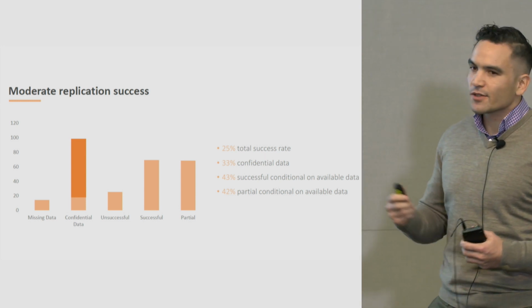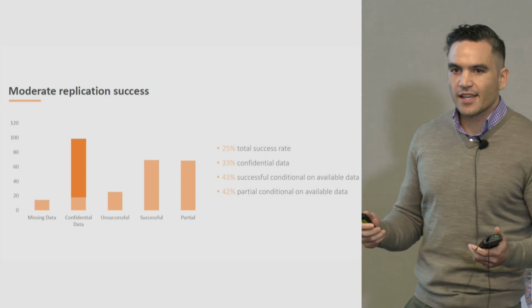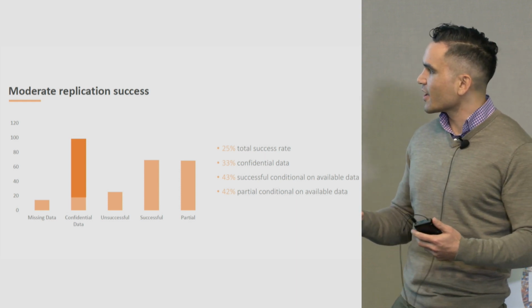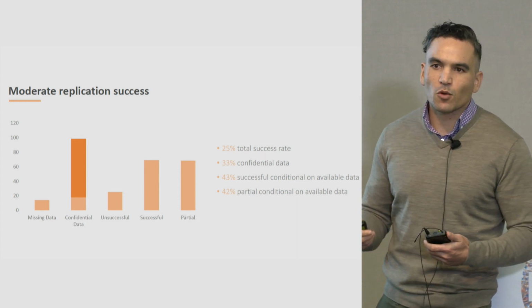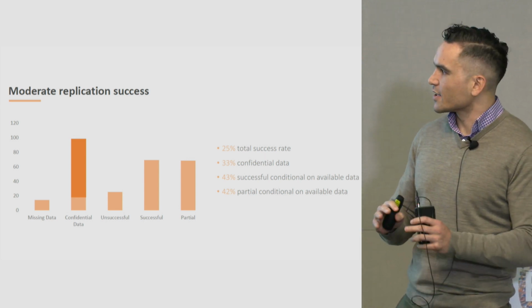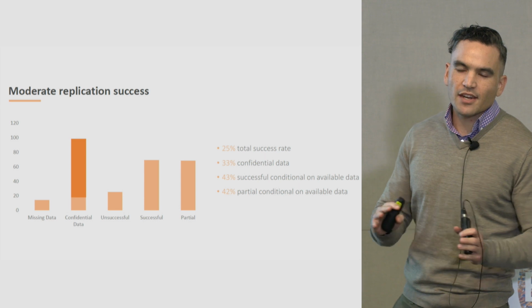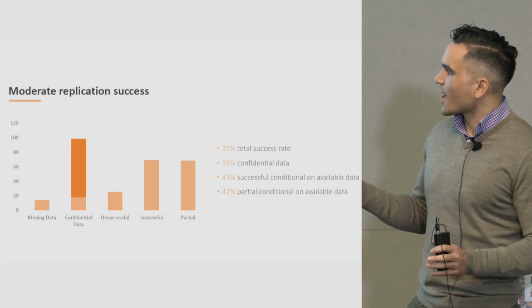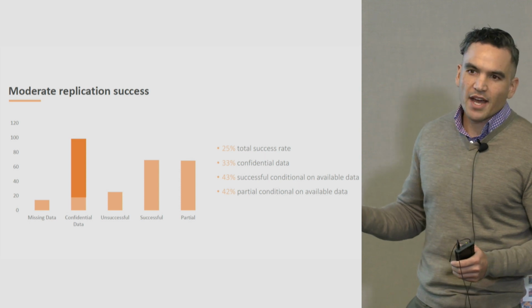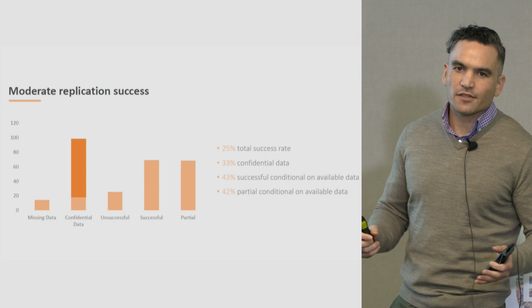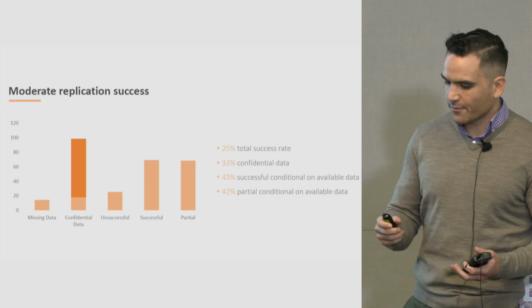Okay, so total success rate, about 25%, but if we're conditioning on the fact that the data was available, it shoots up to about 43%, and so that's total success, replicating the numbers exactly within all the tables in the document. There was also a substantial number that were partially completed, so over half of the tables' numbers were exactly replicated.